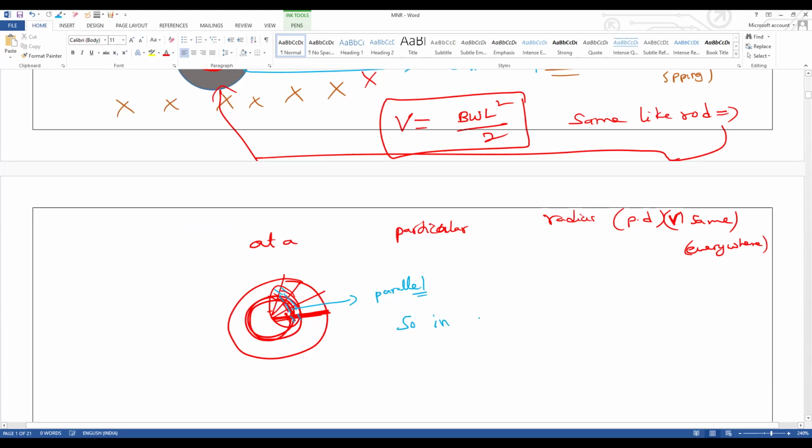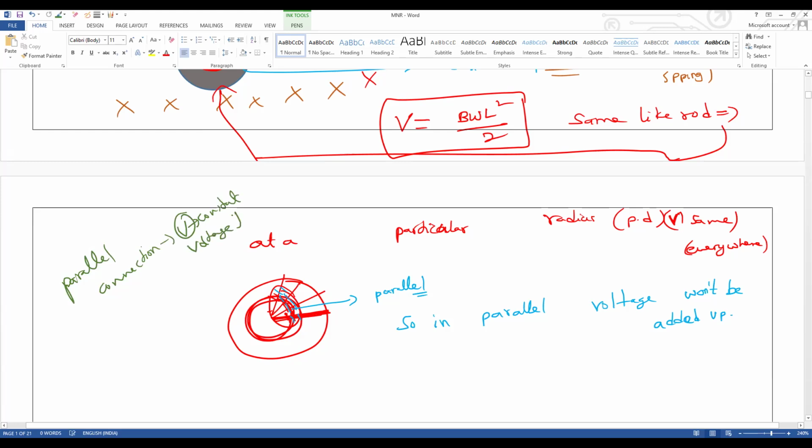We all know that in a parallel connection, the voltage will or won't add up? It won't be added up. Is there any increase or decrease in voltage? In a parallel connection, the voltage V remains constant. What is V? Voltage. So voltage remains constant. All of you understanding?